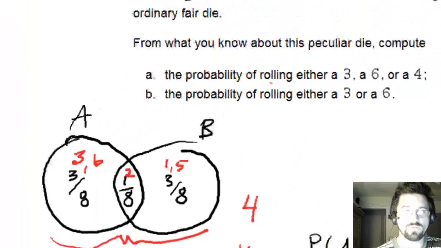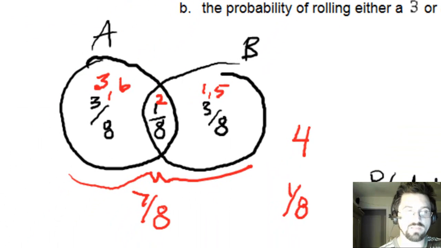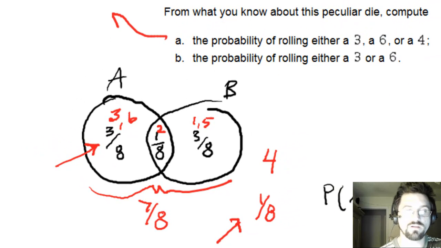So they want to know, what's the probability of rolling a 3, 6, or 4? Well, you can see that if we have a 3/8 chance here and a 1/8 chance out there, and you can't roll both, right? They're mutually exclusive, so we just add up 3/8 and 1/8, and we get 1/2. So the answer here is 1/2.